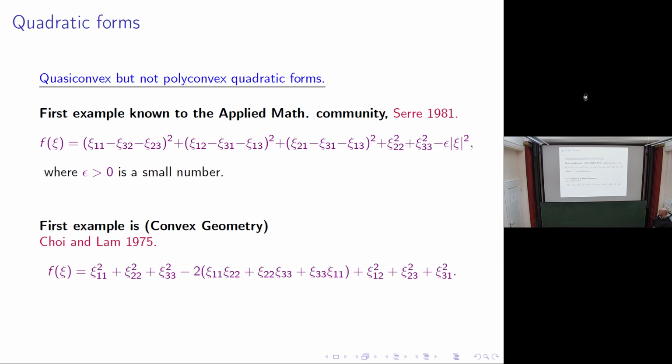Okay, so this was pointed out to me by a reviewer of one of my papers. I presume that the reviewer was from the convex geometry community, and he told me you should read Choi's papers, and he pointed out a bunch of papers that I had a look at, and it turns out that this example was given before.